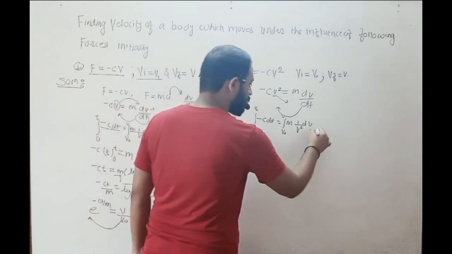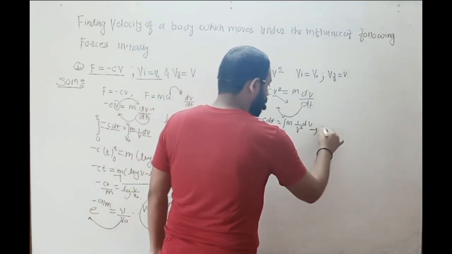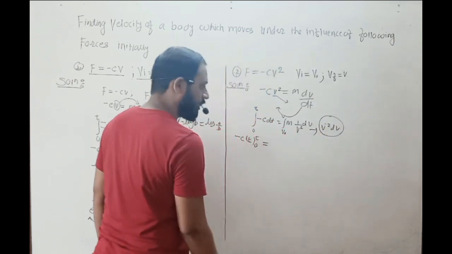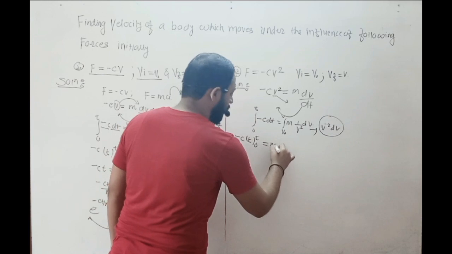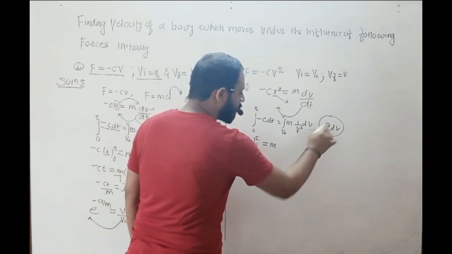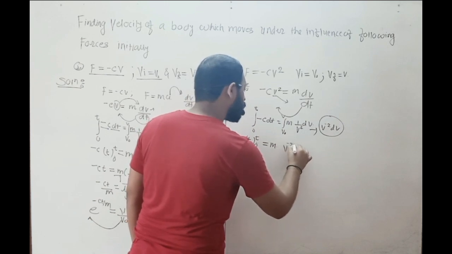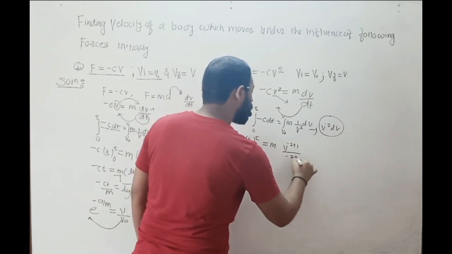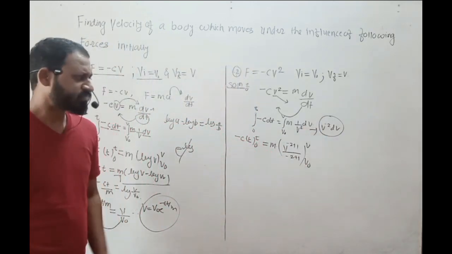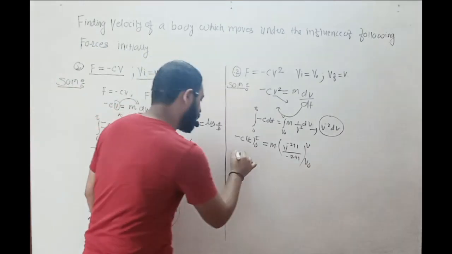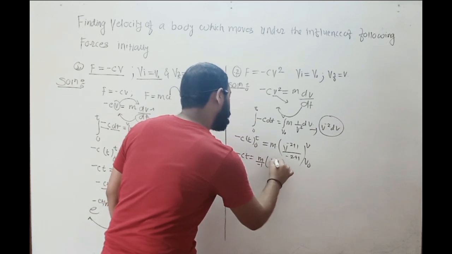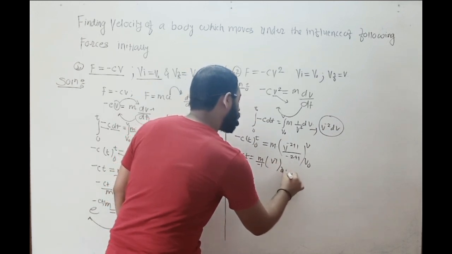Minus c is constant, the integral of dt is nothing but t, from 0 to t, initial and final. Here see, you have to adjust 1 by v squared, you can write it like this. So take this m outside. Now the integral of v power minus 2 is v power minus 2 plus 1 over minus 2 plus 1, from initial to final points. Just rearrange: minus ct by m equals minus 1 by v minus minus 1 by v0, from v0 to v.